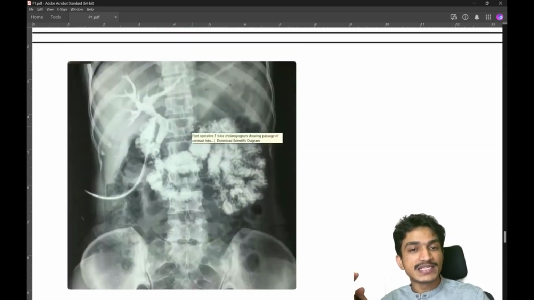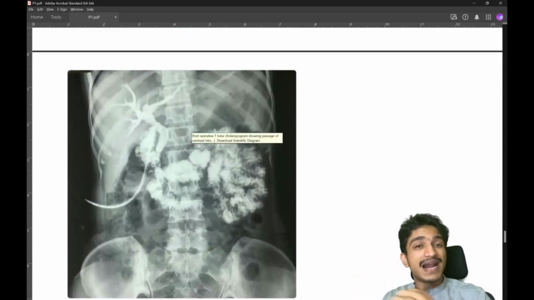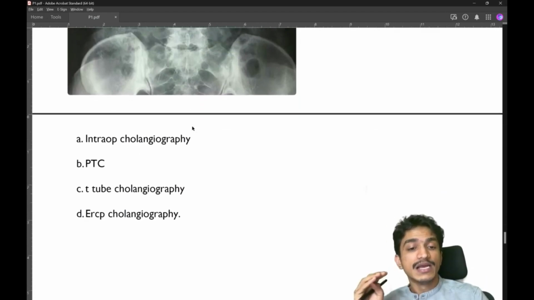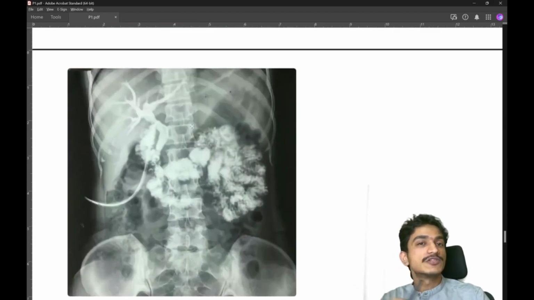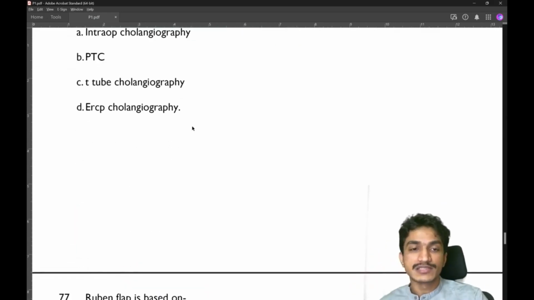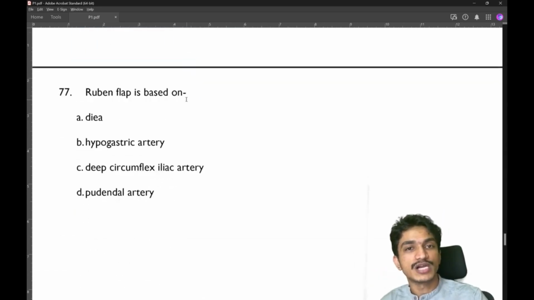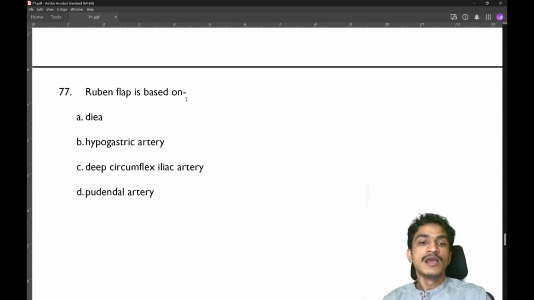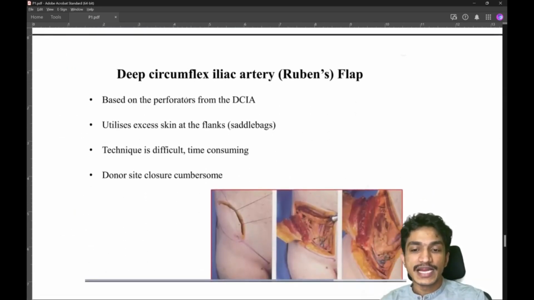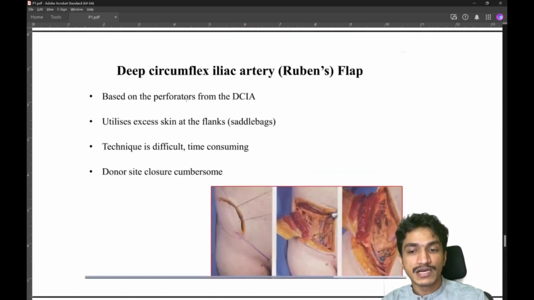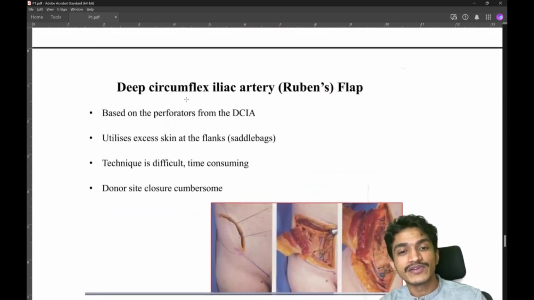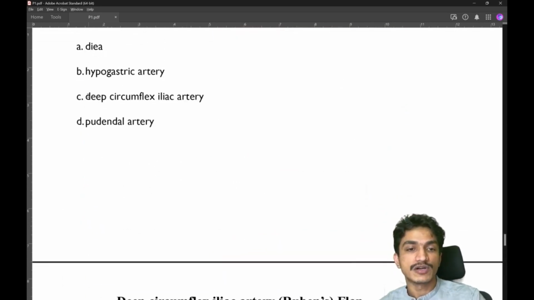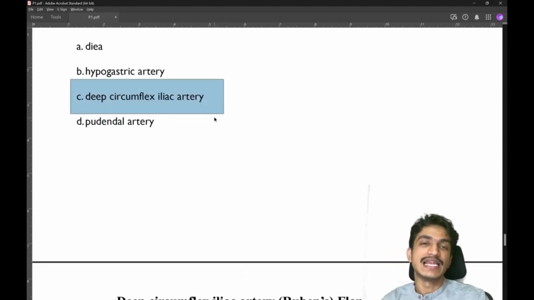It cannot be PTC because it is not going into the hepatic ducts, it is going directly into the bile duct, and it is not an ERCP cholangiography because you are not able to see the endoscope. So the answer in this case should be a T-tube cholangiogram or T-tube cholangiography. Ruben flap is not mentioned anywhere that I could find, but according to the online articles, Ruben flap is basically based on the deep circumflex iliac artery.